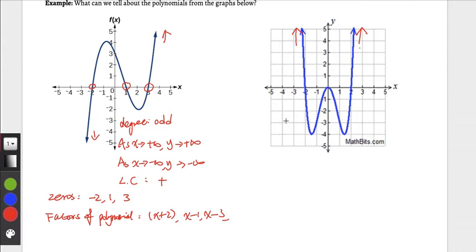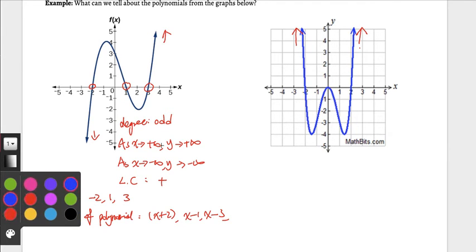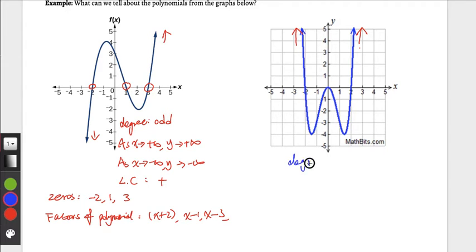In this case, we know the degree is even this time, because the y values go in the same direction. Now let's write down the end behavior as x approaches positive infinity. As you can see, no matter how x changes, y is always increasing. As x increases or decreases, y still increases to positive infinity, because both ends go up.